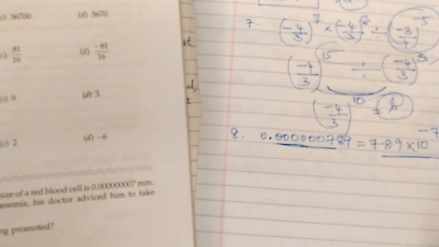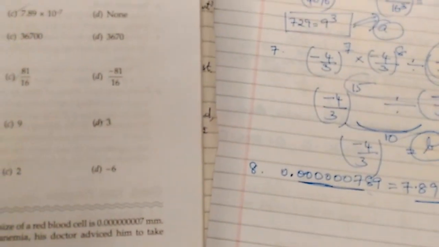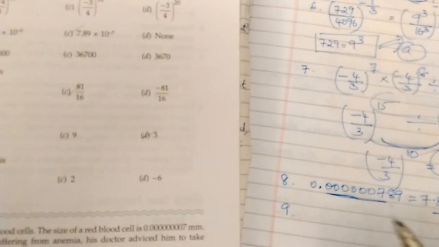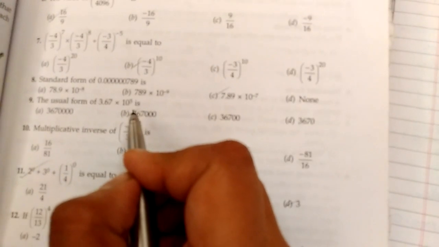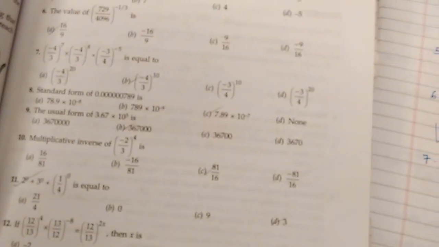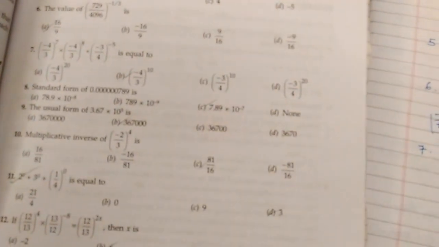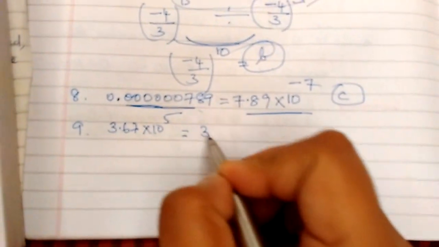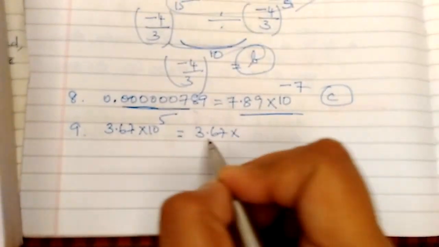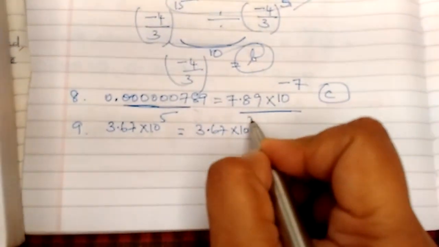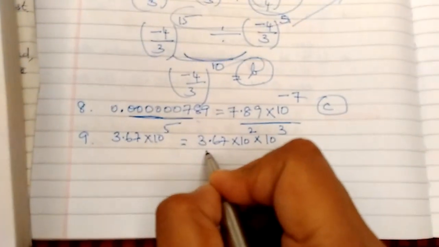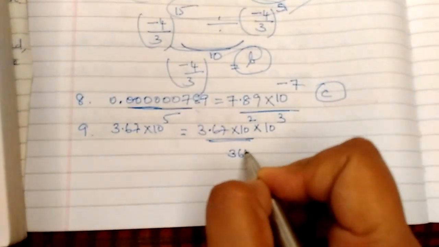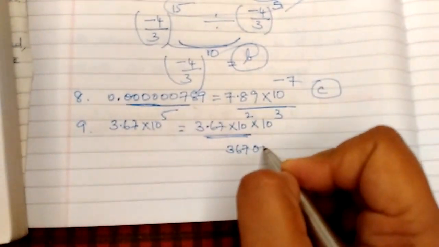Okay. Now next one is ninth one. Ninth one, the question is the usual form. Usual form means you have to multiply it and find the answer. The question is 3.67 into 10 to the power of 5. So it can be split and written as 3.67 into, for the two decimal places, into 10 to the power, and the rest, from 5 minus 2, is 10 to the power of 3. So if you multiply, it is 367. And for the rest, how many zeros do you have to put?